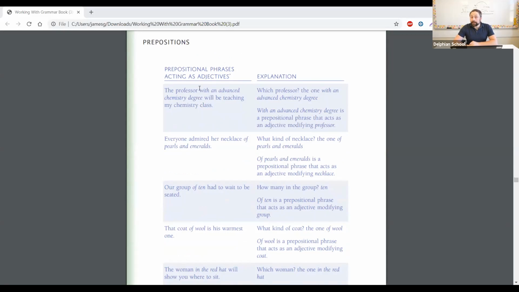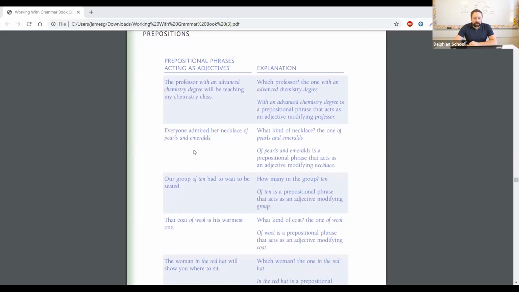You could leave the prepositional phrase out of the sentence completely, actually. Let's read it without it. The professor will be teaching my chemistry class. That works. That is a complete sentence. But somebody naturally might wonder, which professor are you talking about? So the prepositional phrase there makes your meaning more exact and more specific for better communication. The professor with an advanced chemistry degree will be teaching my chemistry class.